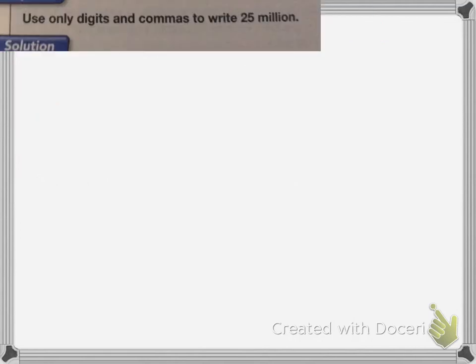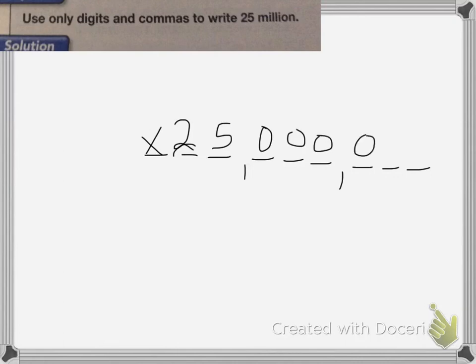Okay, this one: using only digits and commas, write 25 million. Again, I might want to draw that skeleton number chart. So we have units, thousands, millions. It's 25 millions, so I know that there's nothing in the hundreds place. So 25 millions, and since there's no thousands and no units listed, everything else is going to be a zero.